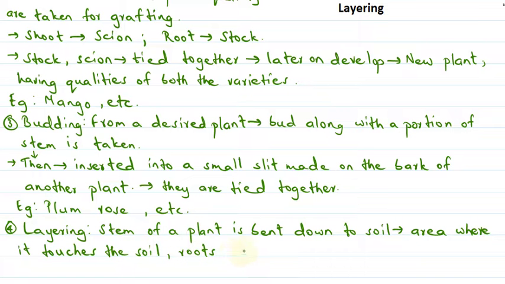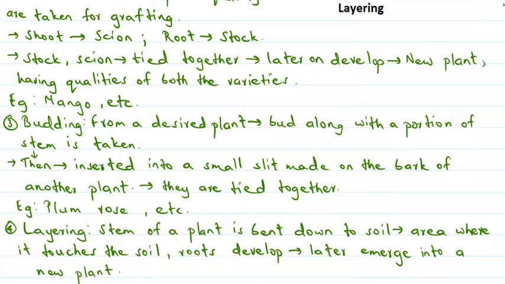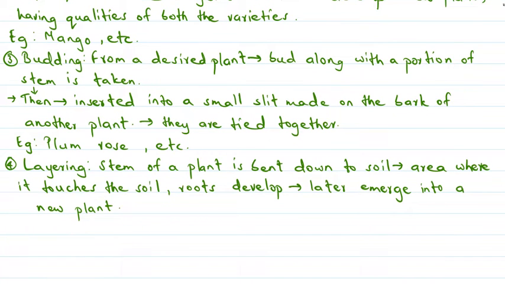That area, roots develop, and this can later emerge into a new plant at a later stage. Okay, so this is the technique of layering, and this can be practiced in case of climbing rose.